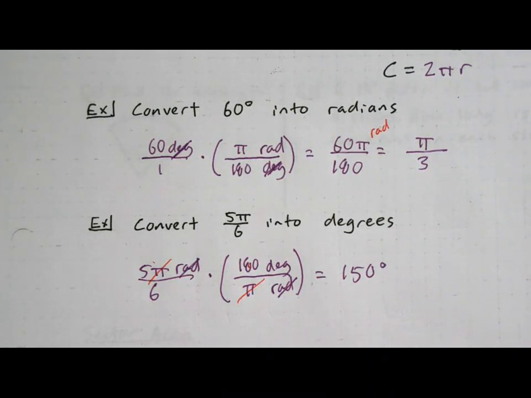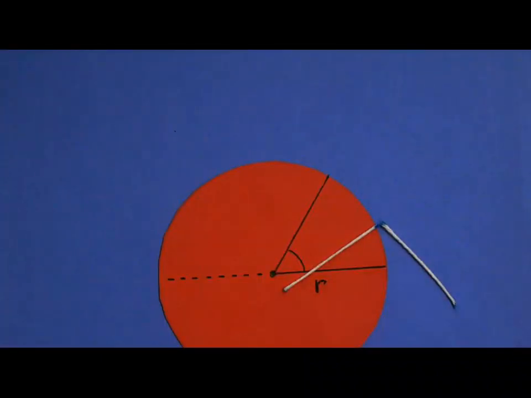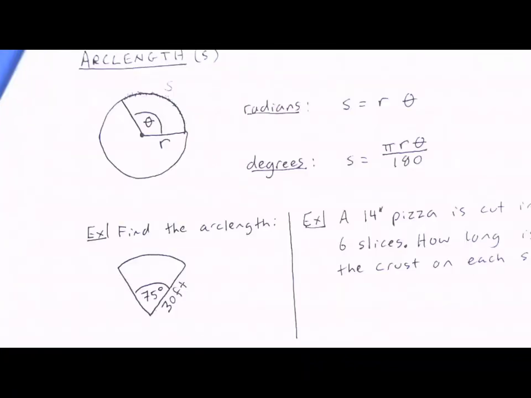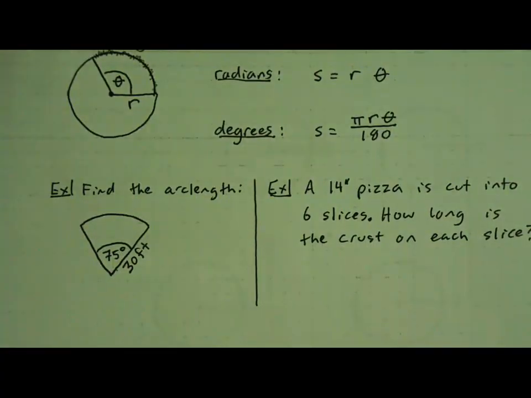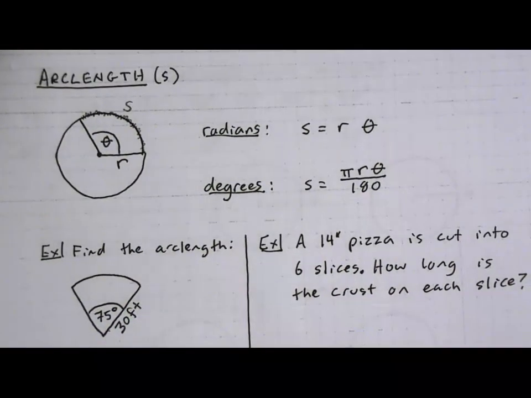All right, we're almost there. We are 60% of the way there. All right, this is the simplest part of the lesson today, arc length. So we talked about circumference a moment ago. Arc length is just a portion of the circumference. An arc length is the length of an arc, and an arc is just a portion of the circle. If we're talking about a piece of pizza, the arc length would be the length of what? The crust. Arc length is the crust.